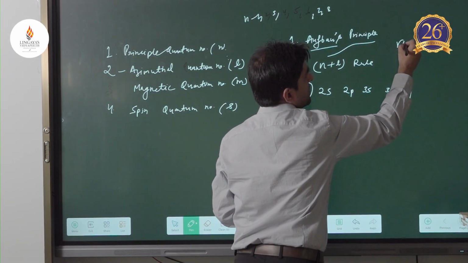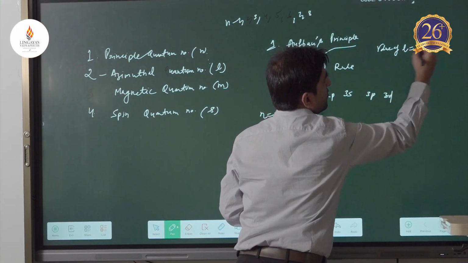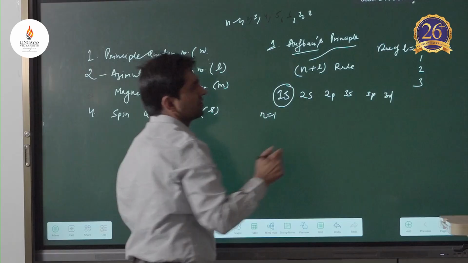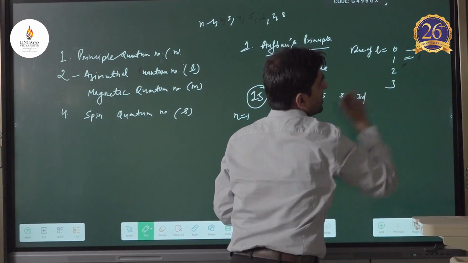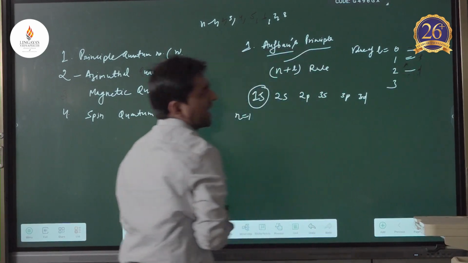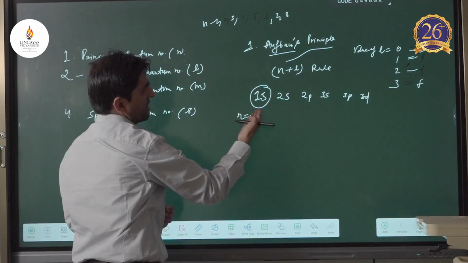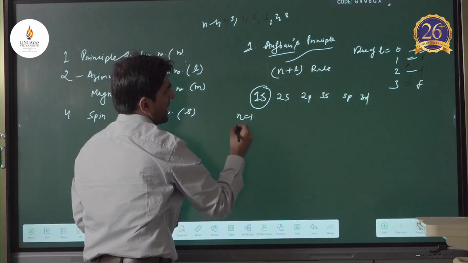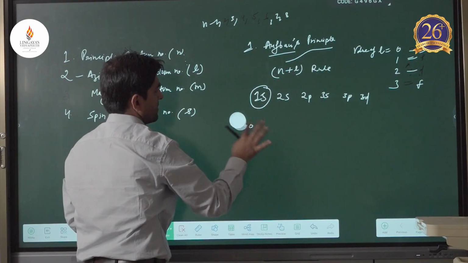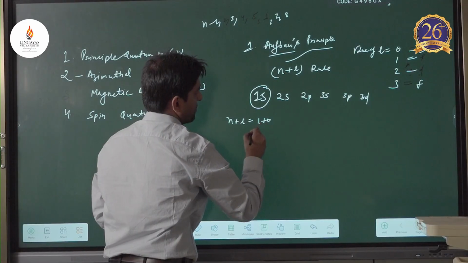So, here we can say that n equal to 1, and the value of L equal to 0, 1, 2, 3. For L equal to 0 it is s orbital, for L equal to 1 it is p orbital, for L equal to 2 it is d orbital, for L equal to 3 it is f orbital. So, from here we can say that n equal to 1 and L equal to 0. So, n plus L is 1 plus 0, it means 1.